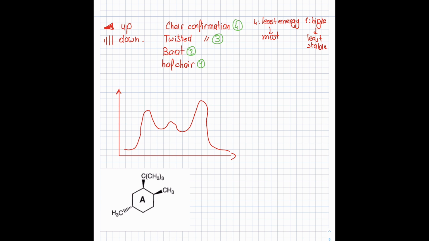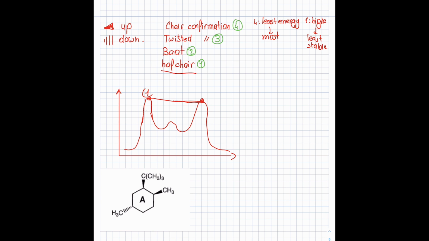Those have to be on the same height, but my drawing is not that good, so let me raise this one a little bit. So let's assume these two are the same height, right? This peak and this peak are the same height. So the one that's gonna have the highest energy is gonna be the half chair.